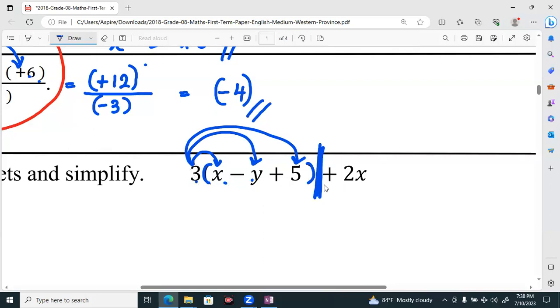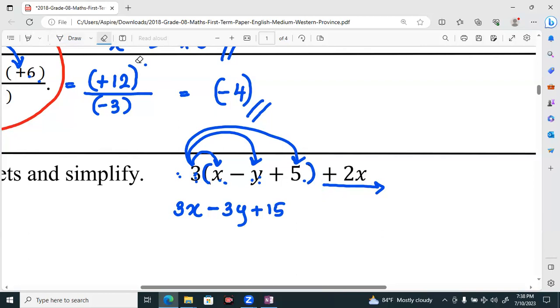Okay, and this is the separated value. I will explain how we obtain this one. Now first of all, obtain the terms within brackets. 3 times x, it's 3x. 3 times minus y, that means positive times negative, it is negative 3y. Positive, that means positive, 3 times 5, 15. Now we removed the brackets.